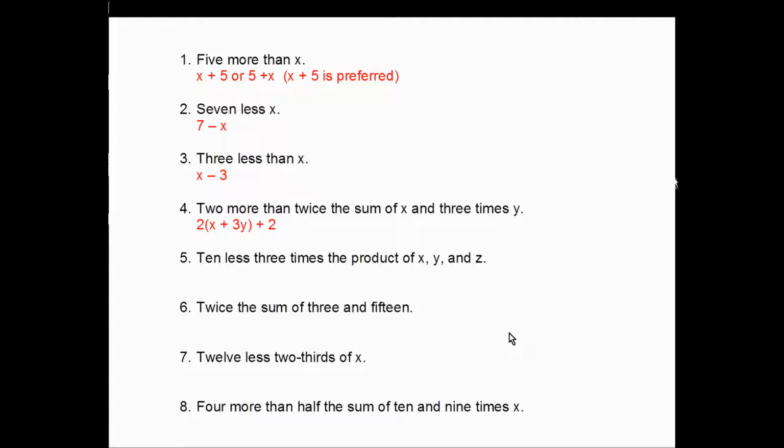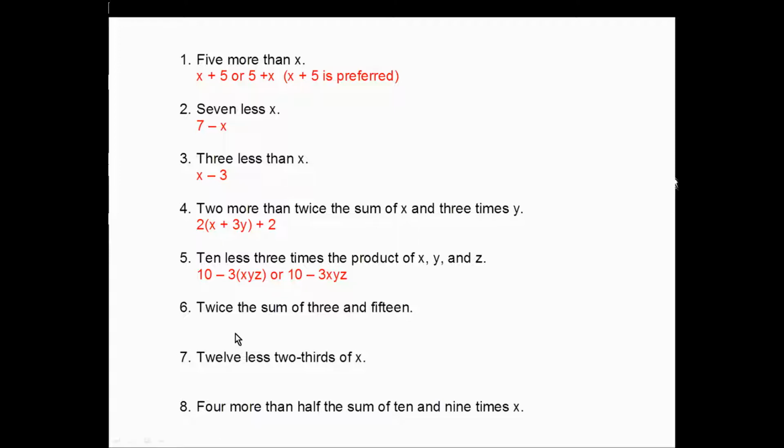Number 5, 10 less than 3 times the product of x, y, and z. Okay, I have 10 less, so 10 minus something. 3 times the product of x, y, and z. So the product of x, y, and z should probably be in parentheses. So 10 minus 3 times x, y, z. Now you can actually drop the parentheses because it is all multiplication. You're not doing any sort of distributing, so you can in fact drop it. Now going back to number 4, don't distribute. Remember, make no attempt to simplify or solve.